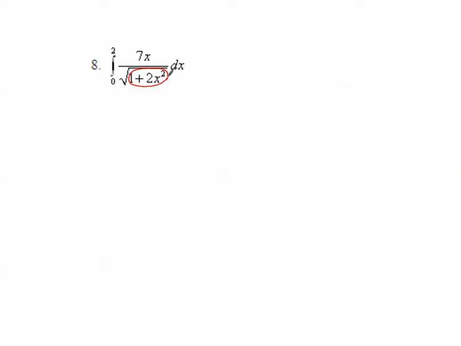Welcome back. Did you make the stuff in the radical the u? Let's see what happened. U is 1 plus 2x squared. Did you do the derivative of that u with respect to x? Let's see what you got, 4x. Did you do the solving for dx? You should have du over 4x. Did you substitute it back into the integral, du over 4x?